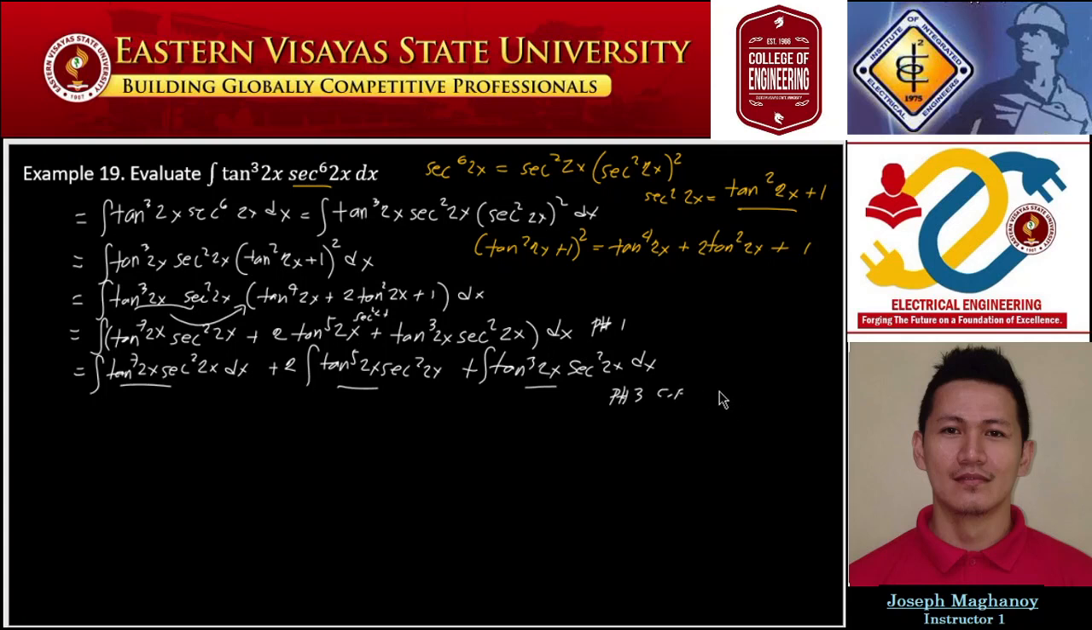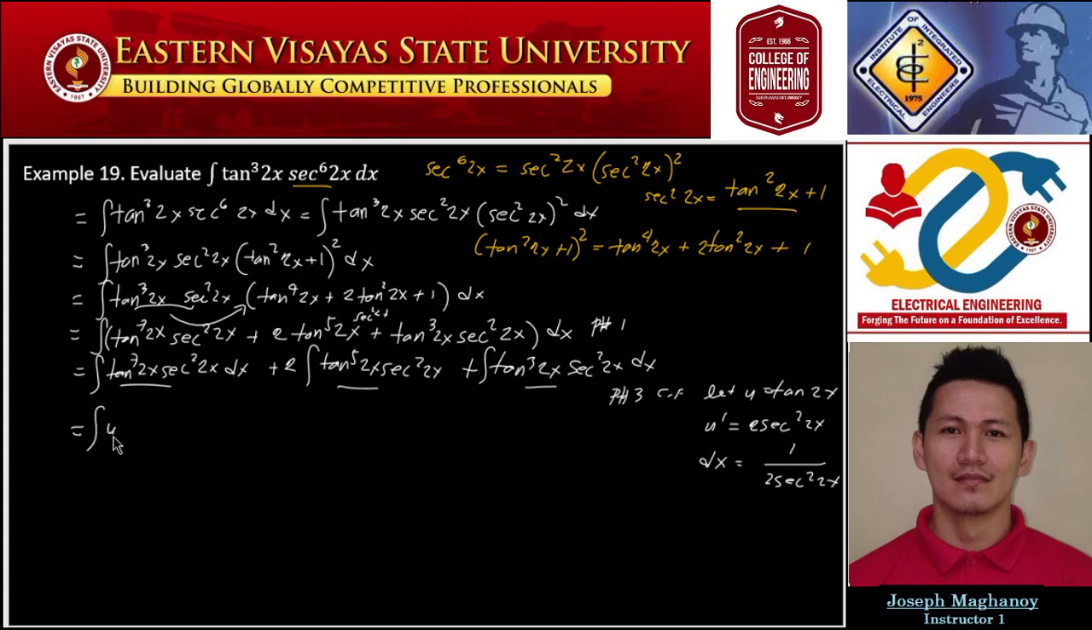Correction factor. We let u equal to the term common to every term, that is tangent 2x. So if we're going to get the first derivative of our tangent 2x, that is 2 secant squared 2x. Therefore, our dx is equal to 1 over 2 secant squared 2x. Okay, so we apply our correction factor to our first function right away, but we replace our tangent 2x with u.